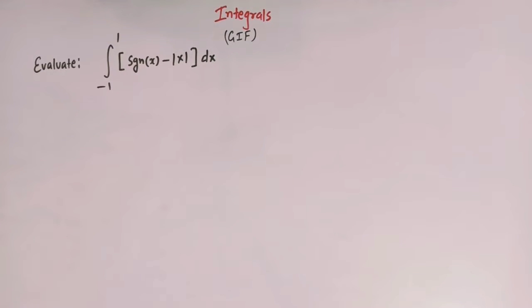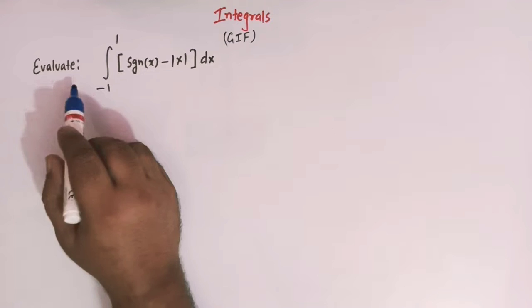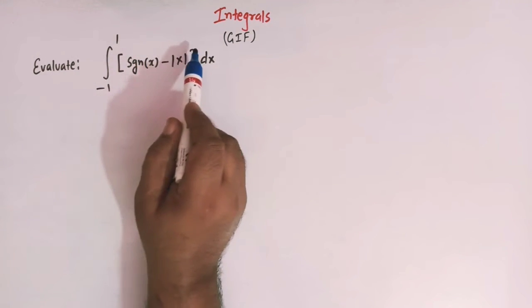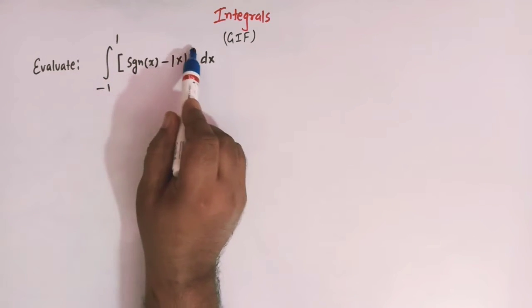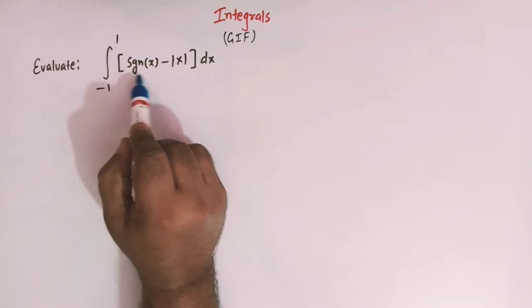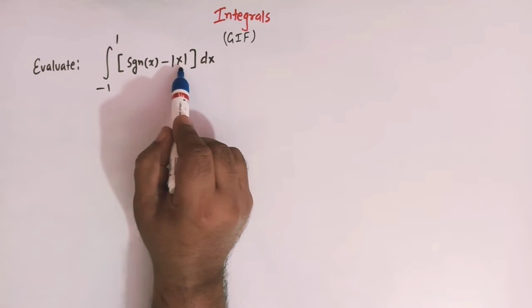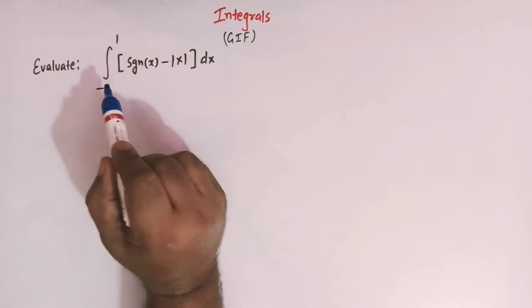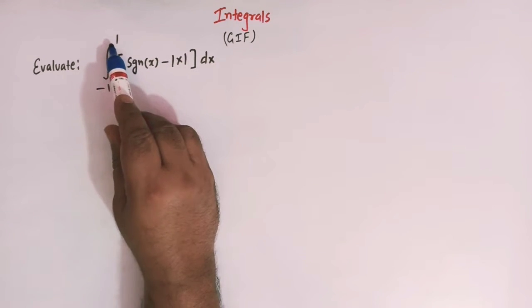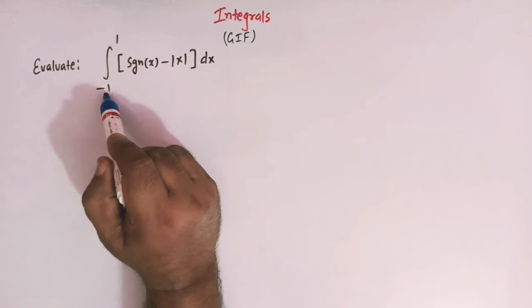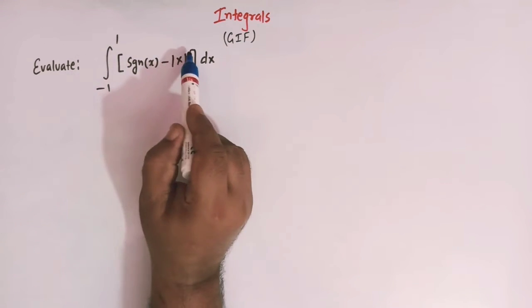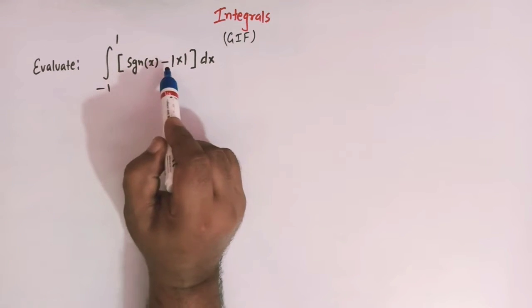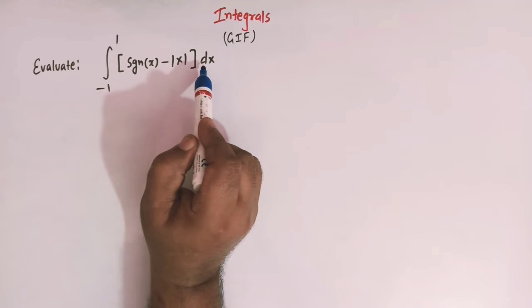Hello viewers, in today's class we are going to discuss one important and conceptual problem from definite integration, right? So here we have to evaluate this integral where our integrand involves the signum function, the absolute value function and the greatest integer function, right? So here we have the integral from -1 to 1, greatest integer of signum x minus mod of x, right?